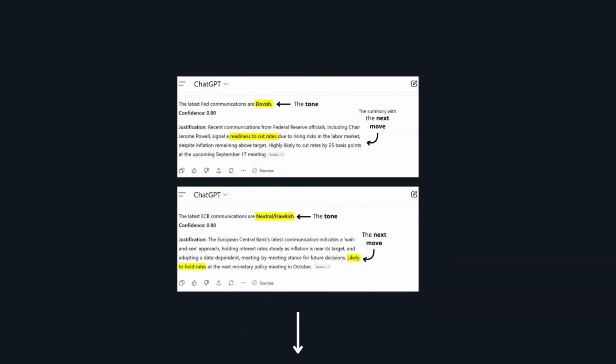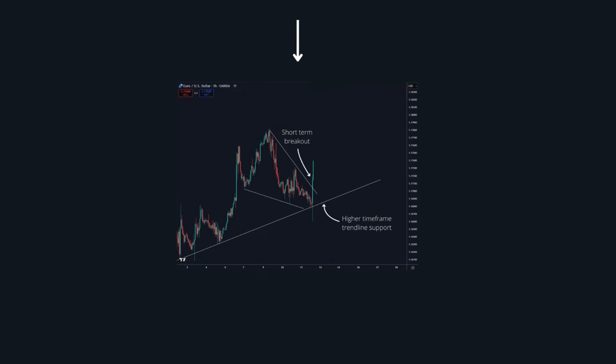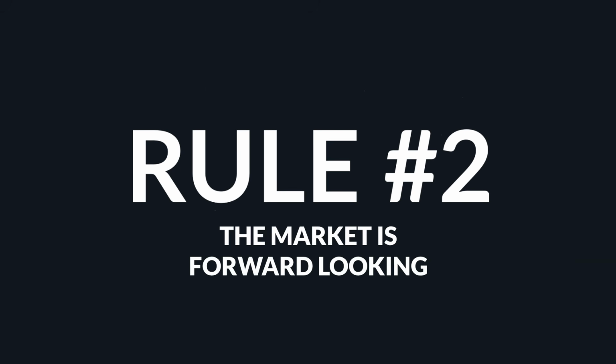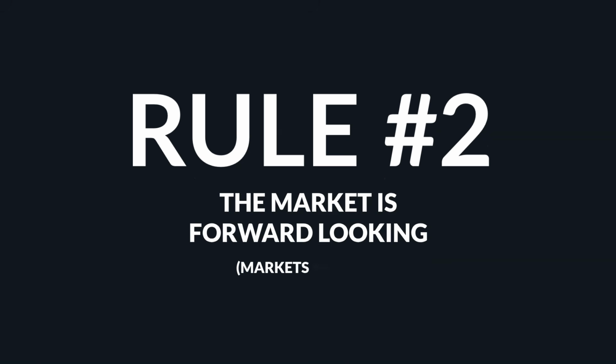Fundamentals tell you where the market is most likely going to trend to. Technicals tell you when to jump on the trend. Rule number 2, the market is forward-looking. The edge here doesn't come from knowing about the rate cut on the day it happens. No, it comes from using this tool to detect the changing language that signals that the cut is coming weeks in advance. Because remember, markets move on expectations.